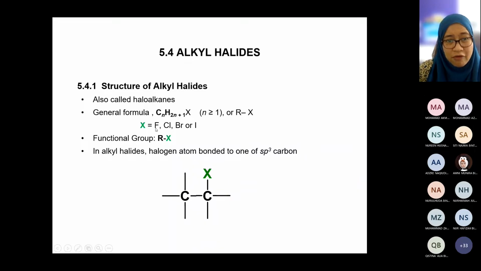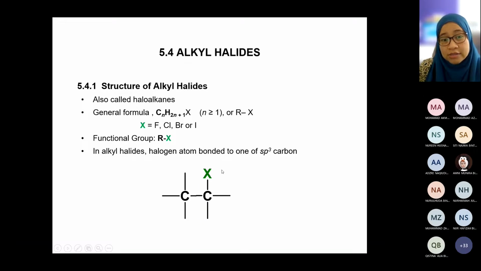So the X can be fluorine, chlorine, bromine or iodine. So the halogen can be any of these halogen atoms. The functional group will be RX. The target of the reaction will be this bond between the alkyl group and the halogen. In alkyl halide, the halogen atom is bonded to an sp3 carbon as shown here.